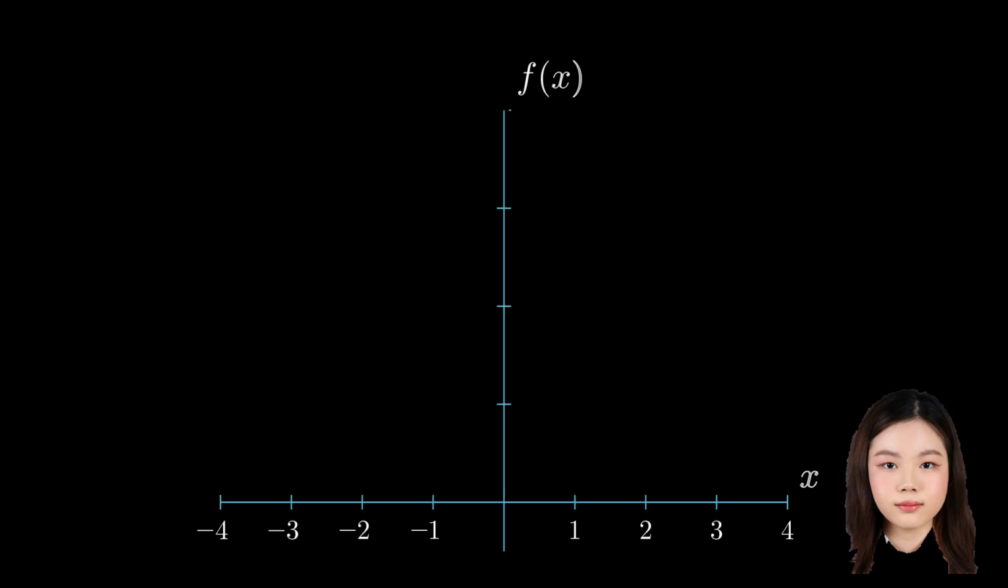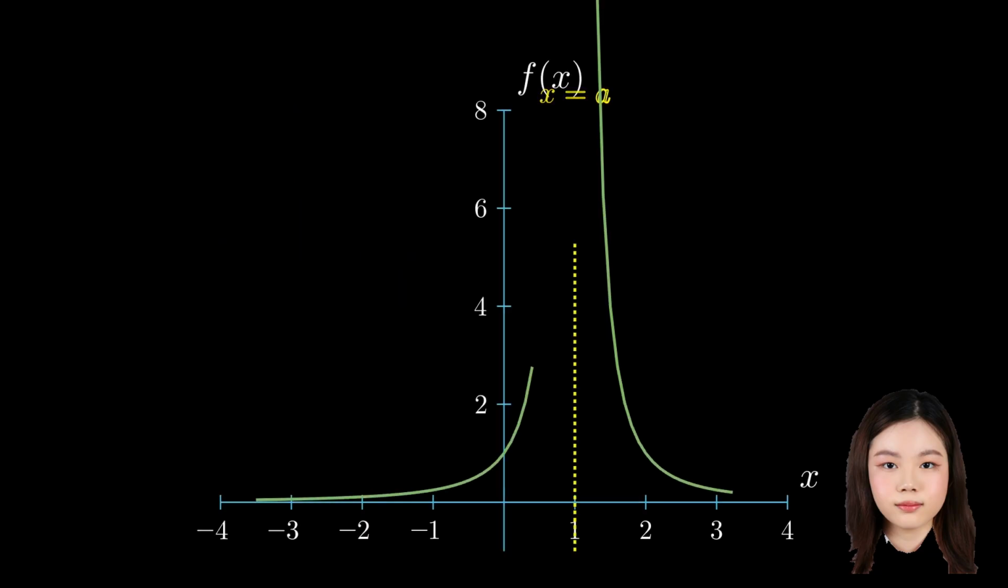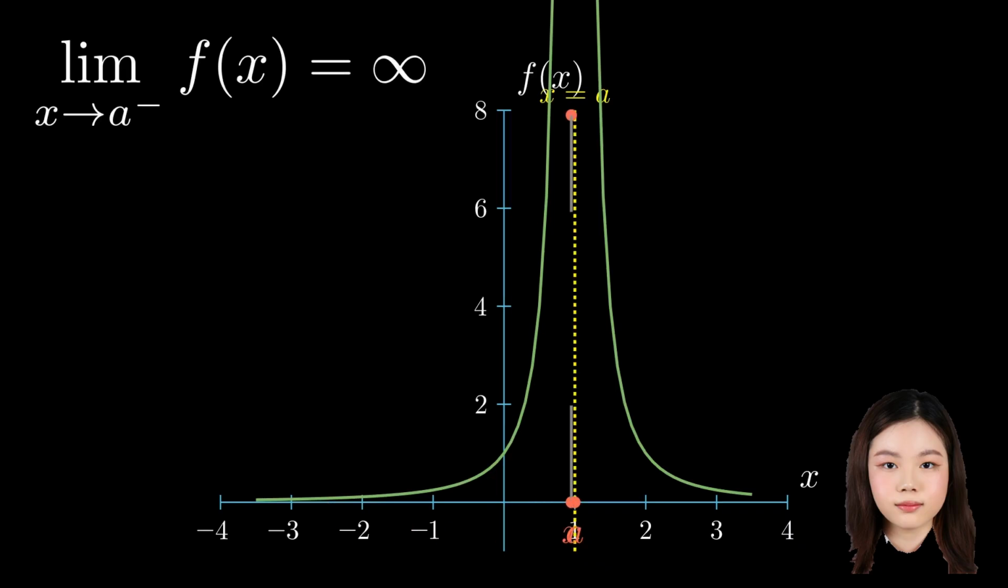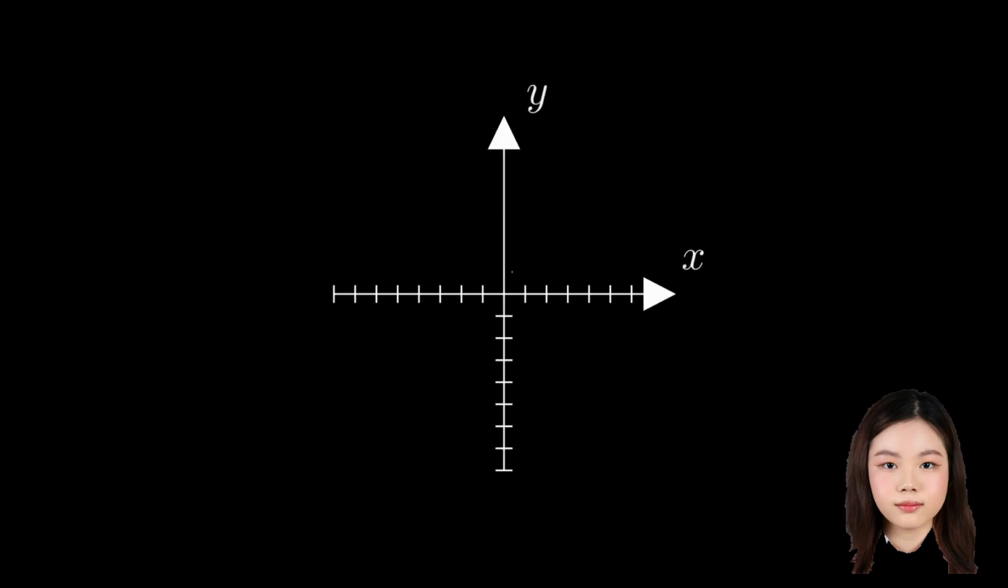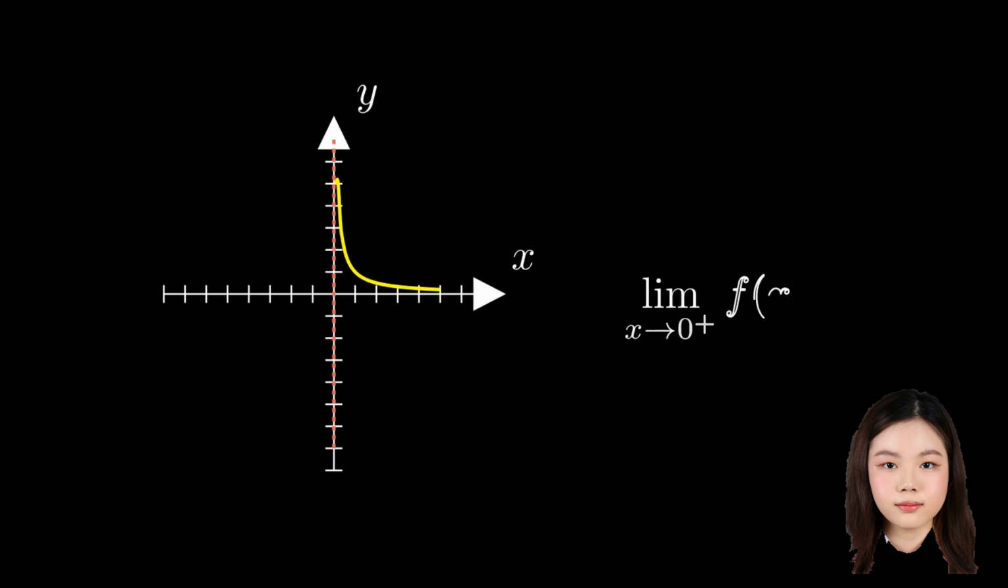Now, let's connect these to limits. When a function grows larger and larger without bound as x approaches a certain point, we say the limit is infinity. Imagine driving down a very steep hill. The closer you get to the edge, the faster your speed increases. For example, the limit of 1 over x as x approaches 0 from the right equals positive infinity. This is exactly what creates a vertical asymptote.